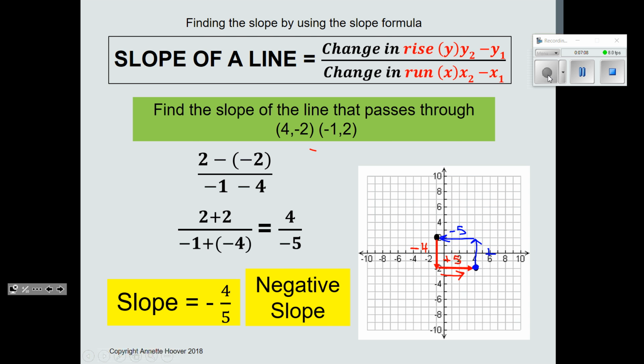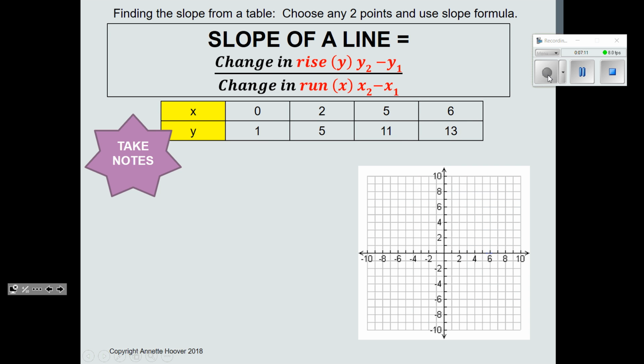Subtracting the y's on the top and the x's on the bottom is the slope formula. Now this can come in handy when you have a table and you want to figure out the slope or the rate of change. Here is a table and we have 4 ordered pairs. We have the ordered pairs 0, 1; 2, 5; 5, 11; and 6, 13. Now in order to use the slope formula, we only need to choose 2 points. And there are 4 of them. So which 2 do you choose? Again, it doesn't matter. You're going to get the same answer as long as this is a linear equation and a linear function. So let's say we just pick the first 2 ordered pairs.